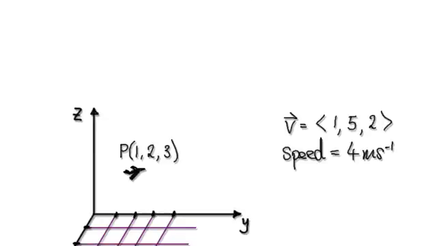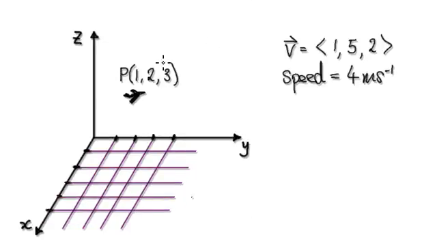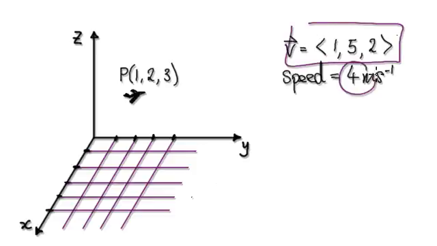Okay, let's give you guys some more practice. So currently we've got a plane at this location. The plane is currently 1 across, 2 in the y direction, and 3 in the z direction. It's traveling in this direction at this speed.